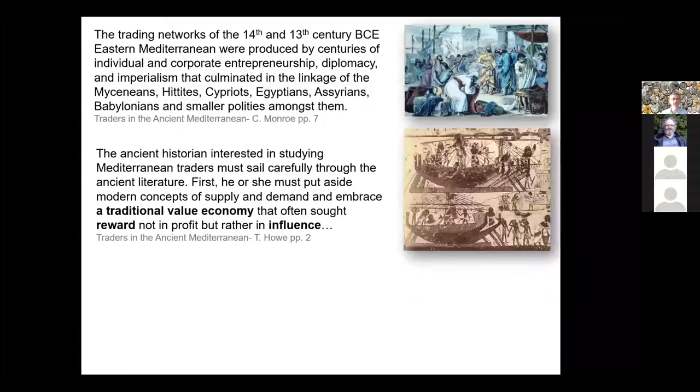And the ancient historian interested in studying Mediterranean traders must sail carefully through the ancient literature. First, he or she must put aside modern concepts of supply and demand and embrace a traditional value economy that often sought reward, not in profit, but rather in influence. Really, when you look at the coins, you will see that they are advertising their individualism, their personal being. So it was the polis and the individual polis that was the most important thing at that time.